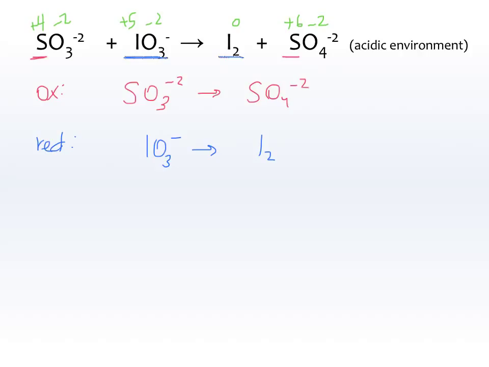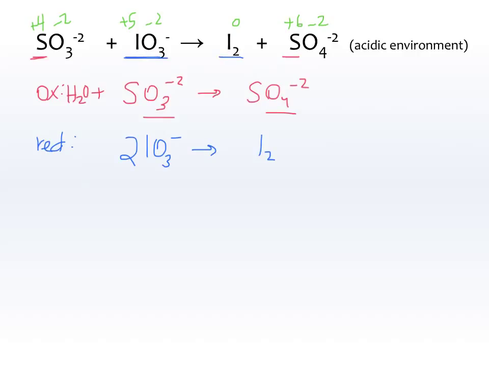Then we're going to balance all atoms that are not oxygen and hydrogen. So sulfur, for example, I've got 1 sulfur on the left, 1 sulfur on the right. The sulfurs are good. For iodines, on the other hand, there's 2 iodines on the left, which means I have to have 2 IO3 minuses on the right. Now we're going to balance oxygens by adding water. On the oxidation half reaction, we have 3 oxygens and 4 on the product side. So we're going to add a water to the left, just for 1 oxygen.